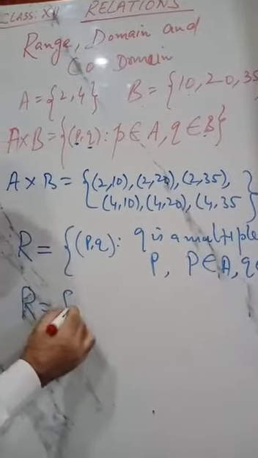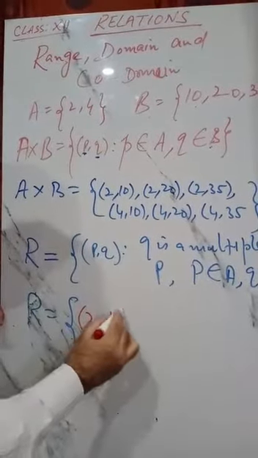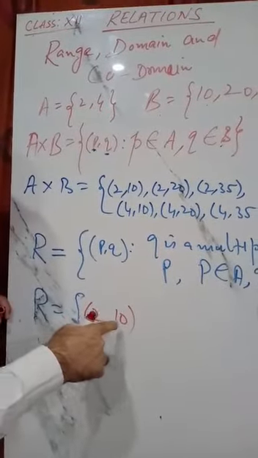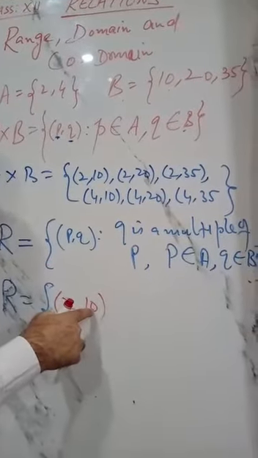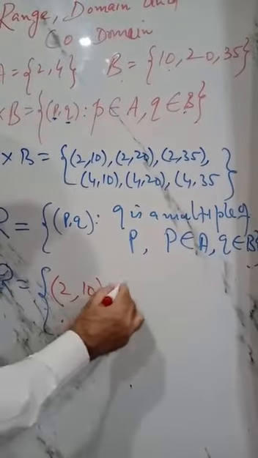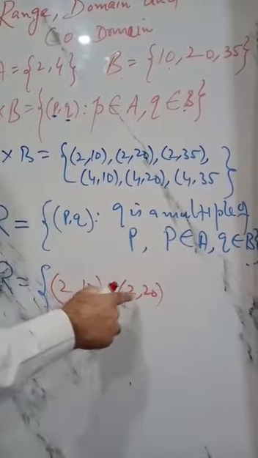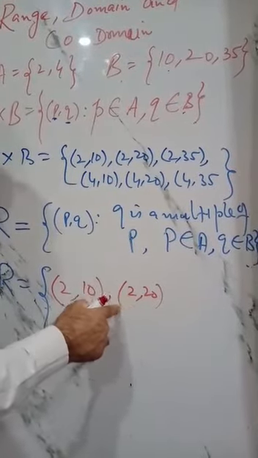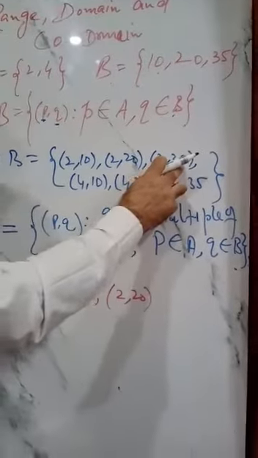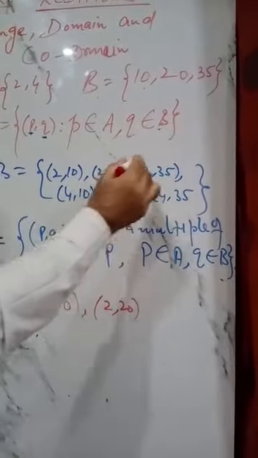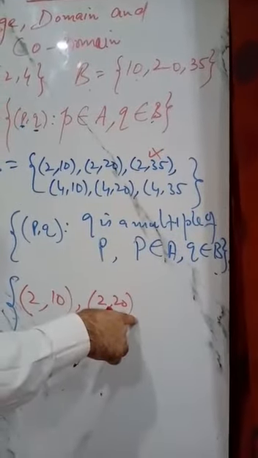So the first ordered pair will be (2, 10), because 10 is a multiple of 2; 2 fives are 10. Next (2, 20), because 20 is also a multiple of 2, so this is our second ordered pair. Now is 35 a multiple of 2? No, so this can't be an ordered pair in this relation.